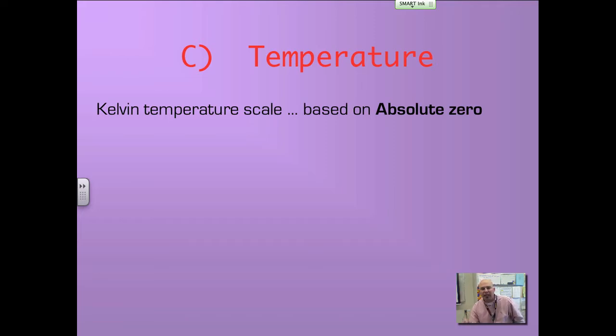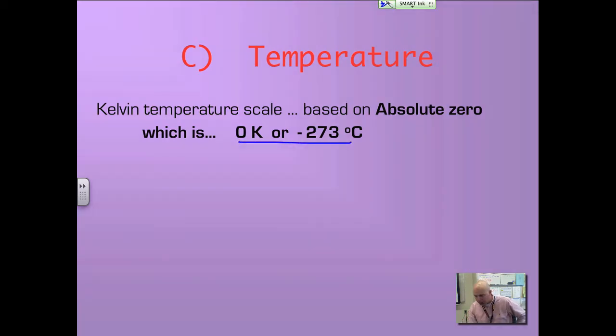The Kelvin temperature scale, you've seen the K temperature scale. It's based on absolute zero. Absolute zero is 0K, which is, excuse me, negative 273 degrees Celsius. All right, so there is no temperature below this. Absolute zero is 0K or negative 273 degrees Celsius. The Kelvin temperature scale, notice, is based on zero. There is no number below that, so 0K.